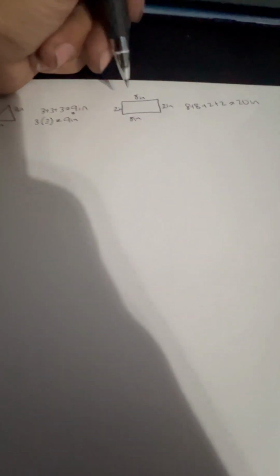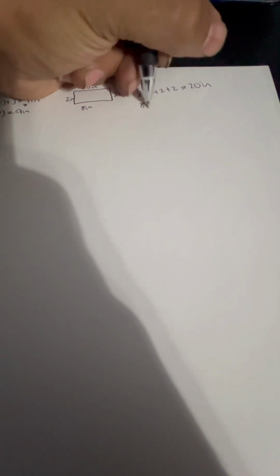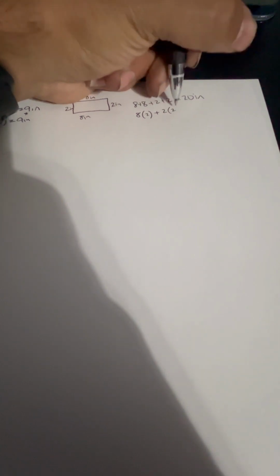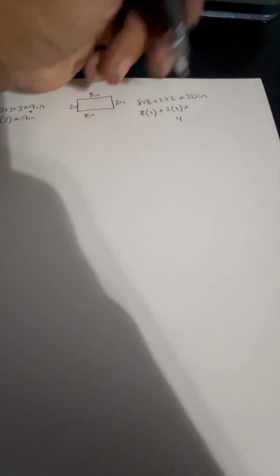Now for this one, it's a little similar, but you have some different sizes on the sides as well. So you only have 2 of the 8 inches, so you would do 8 times 2 plus, and then you have 2 of the 2 inches. So 2 inches times 2. So you have 4, and in this case you have 16. So 16 plus 4 equals 20 inches.